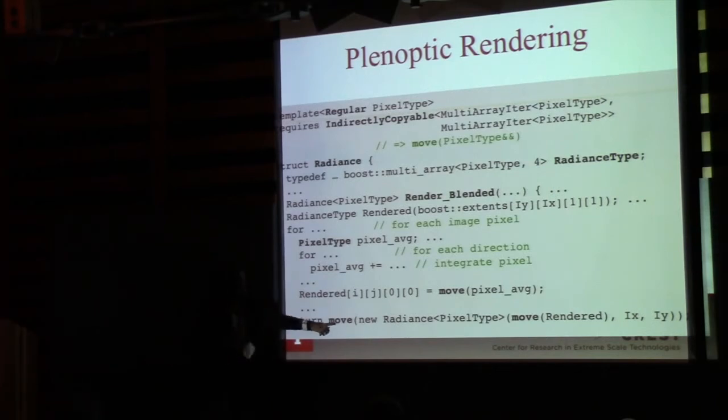So I have my own moves here, one acting on something of type radiance, the other one acting on something of type radiance type, which is an alias for the boost multi-array, and another one here acting on pixels.